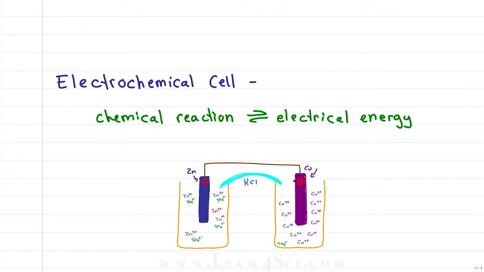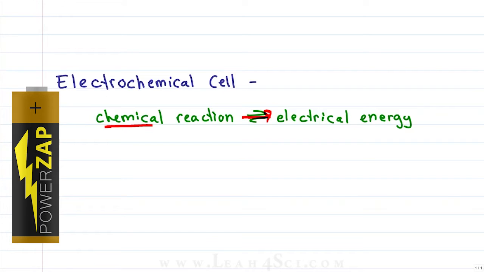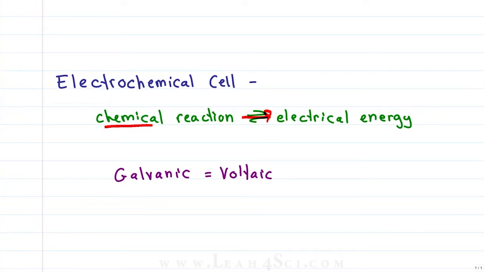In a galvanic or voltaic cell, we're looking at a spontaneous chemical reaction that will give us electrical energy, such as a simple battery. And since a galvanic cell is a voltaic cell, we can use the two interchangeably. To understand how batteries or galvanic voltaic cells work, we first need to review a few basics.